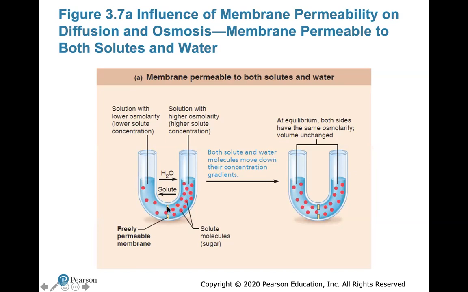So if you look here, the sugar molecules are more concentrated on the right side of the membrane. So sugar will move down its concentration gradient to the left until there's equal concentration. And water is going to move into the area of the sugar molecules because it will travel down its concentration gradient.